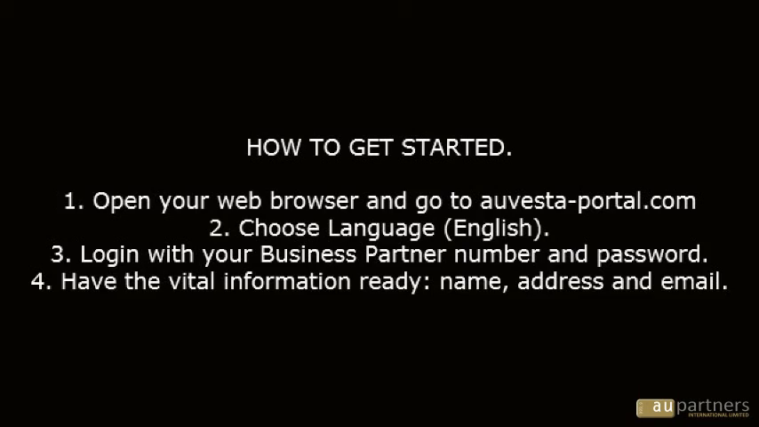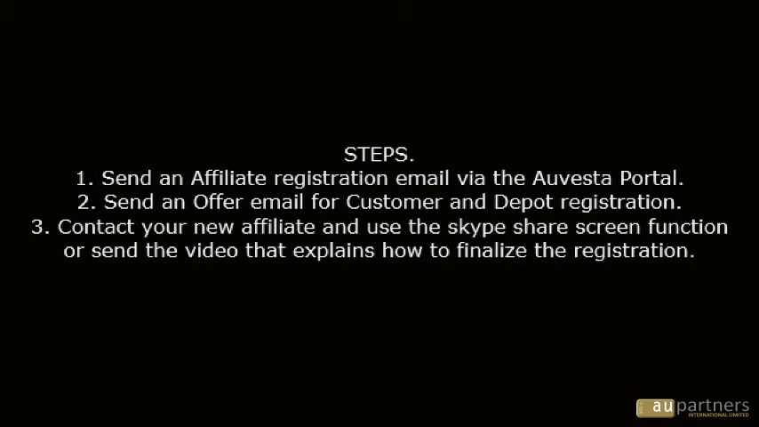Steps. Here are the four steps that need to be done. Send an affiliate registration email via the Auvesta portal. Send an offer email for customer and depot registration. Contact your new affiliate and use the Skype share screen function, or send the video that explains how to finalize the registration.